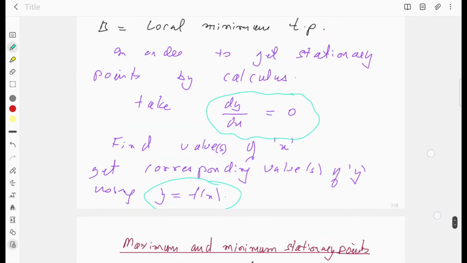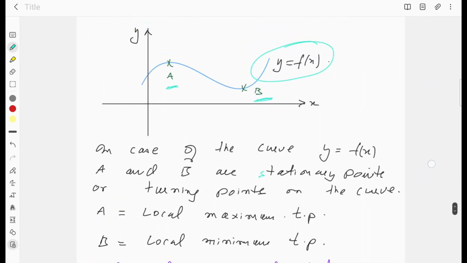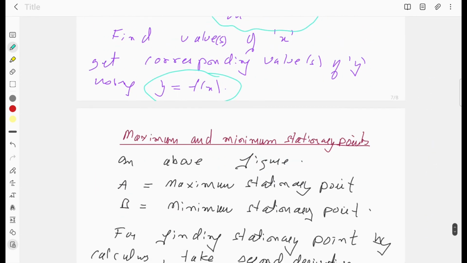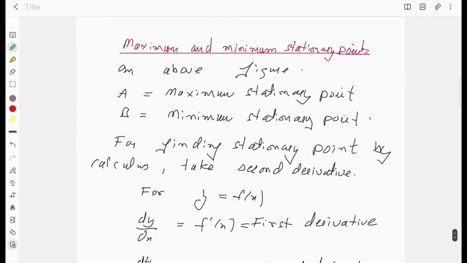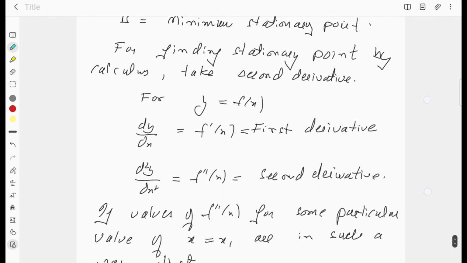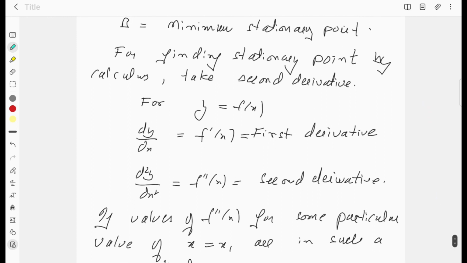Now as I have drawn over here, stationary points could be maximum or minimum. A is a maximum turning point, B is a minimum turning point. So using calculus you can even find out whether the turning point is maximum or minimum. You will take the derivative of the first derivative. If y equals f(x) is your curve, then dy by dx is your first derivative, d2y by dx squared is your second derivative.